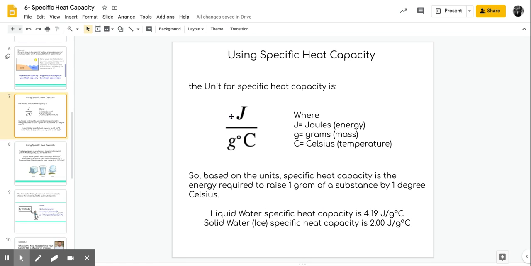Okay, so what does that mean in regards to calculations? Because we know, or if we haven't figured this out yet, physics is all about calculations and taking what we know about our common world and figuring out the mathematics behind it and how it all interconnects. So using specific heat capacity, this is our go-to formula. This is on the back of your periodic table. You will find it there, okay?